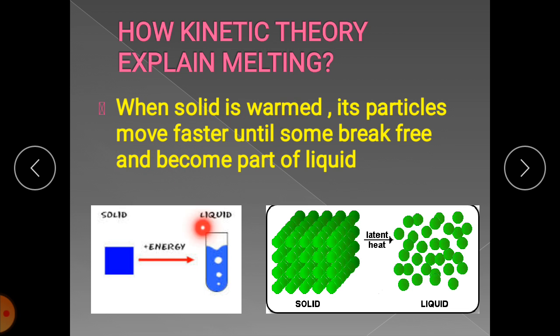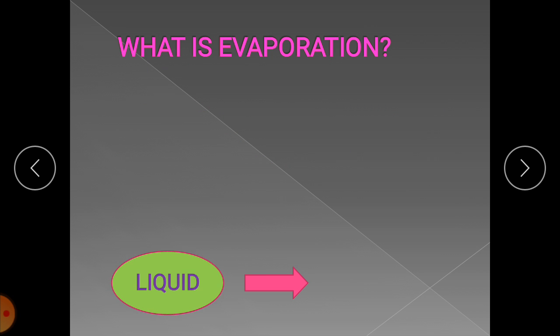Okay, now how kinetic theory explain melting? When solid is warmed, its particles move faster until some break free and become part of liquid. Here this is solid, and now when solid is warmed, energy is applied to this solid, what happens? Now it has become liquid. Here you can see solid particles are closely packed with each other, and after applying heat what happens? Their particles are free to move. So this is melting.